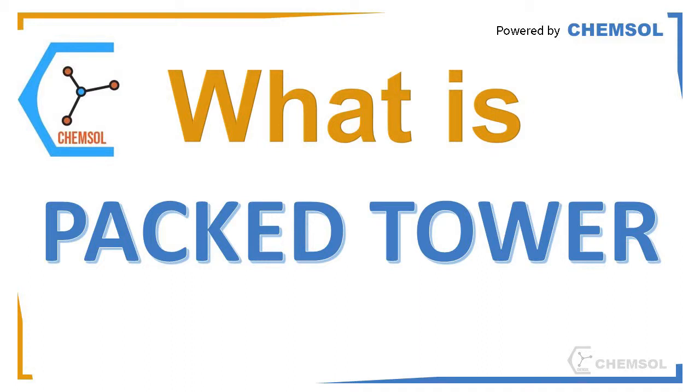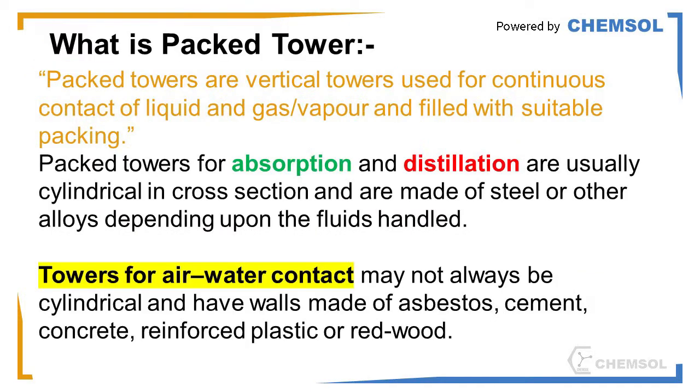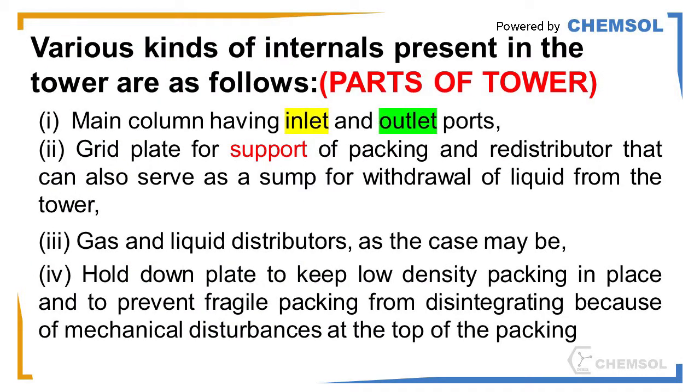In today's video lecture we discuss packed tower. Packed towers are vertical towers used for continuous contact of liquid and gas and filled with suitable packing. Packed towers for absorption and distillation are usually cylindrical in cross-section and are made of steel or other alloys depending upon the fluids to be handled. Towers for air-water contact may not always be cylindrical, and have walls made of asbestos, cement, concrete, reinforced plastic, or redwood. Now we discuss the internals of packed tower.